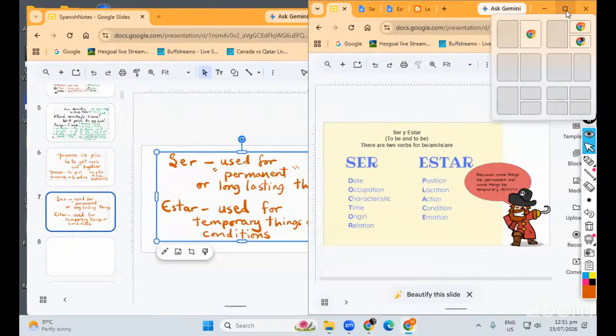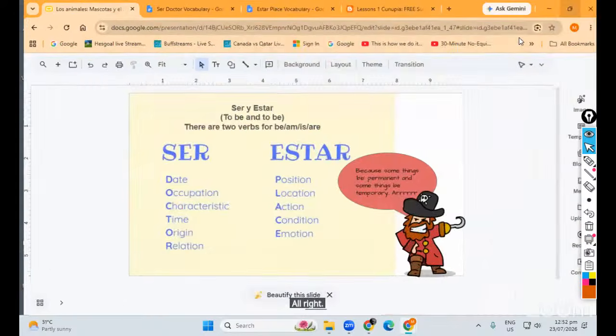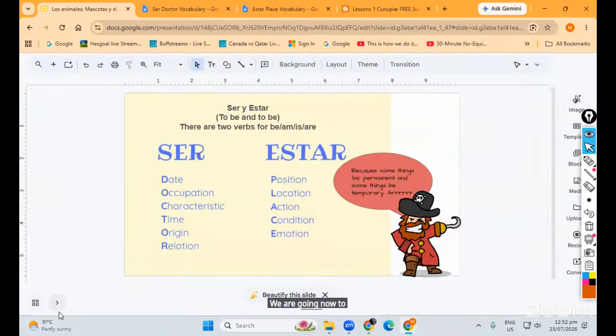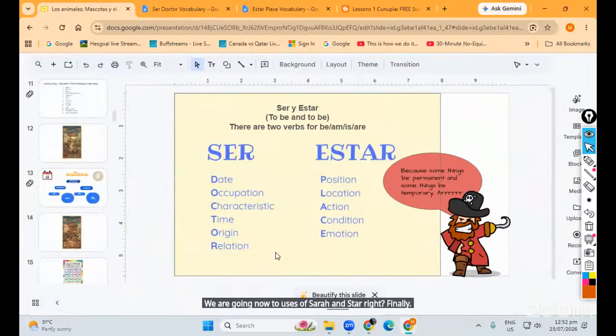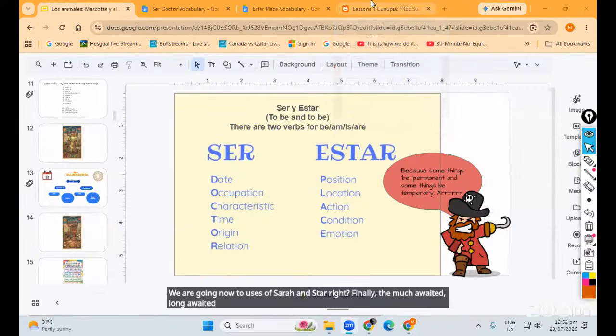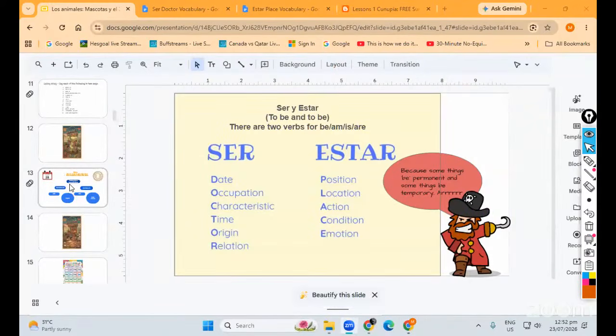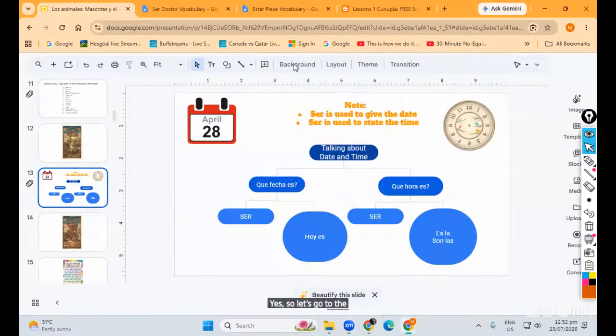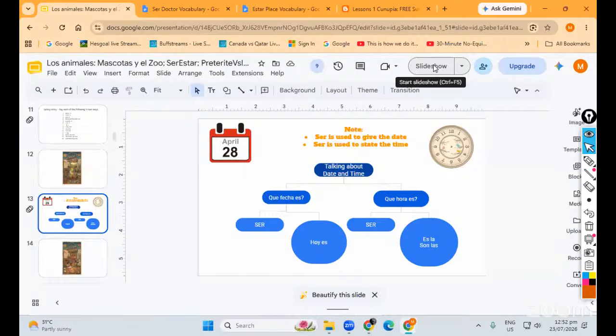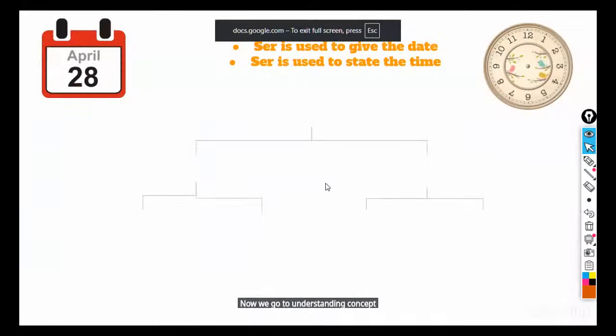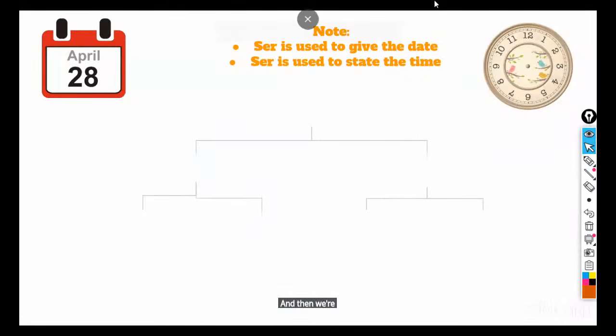All right. We are going now to uses of ser and estar, right? Finally, the much awaited, long awaited. Yes. So let's go to the first one. Now we're going to understand the concept first, and then we're going to write, then we're going to make notes, right?